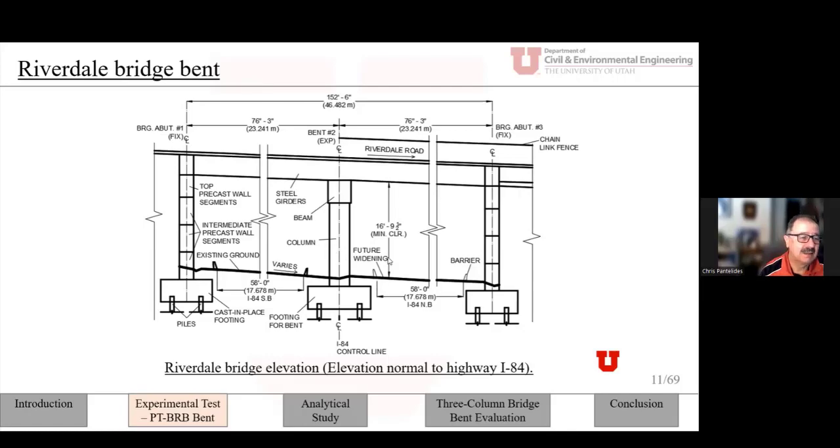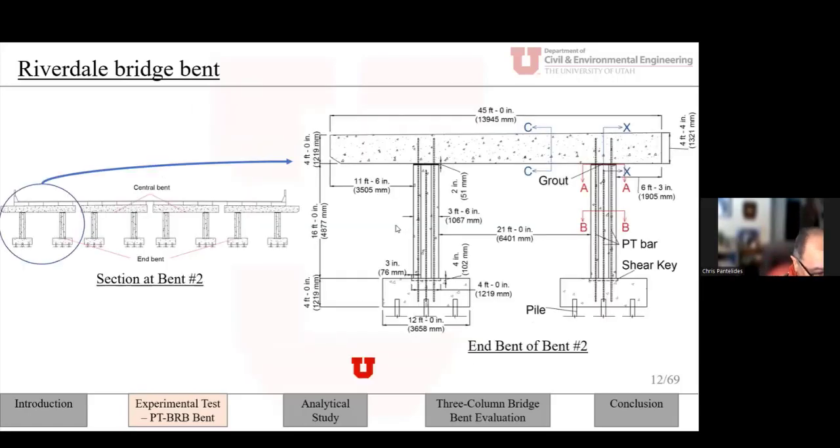So here you can see bent 2, which was the middle bent, and you can see it has four two-column bents. And here are some typical details of this bent. It has 3-foot 6-inch octagonal columns, 4-foot pile caps and 4-foot cap beams. The post-tensioning is made with bars, and these bars are grouted post-tensioning bars. And of course, we have a shear key here in the footings.